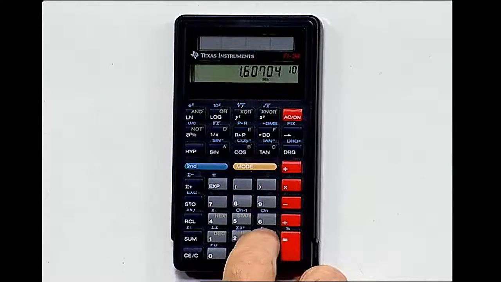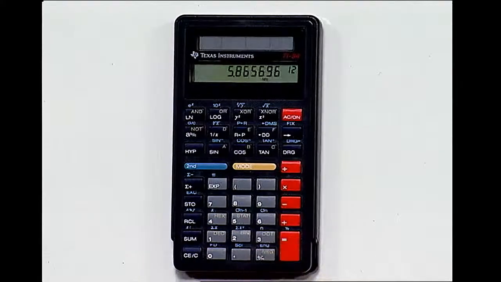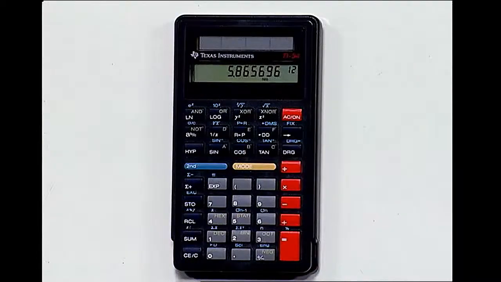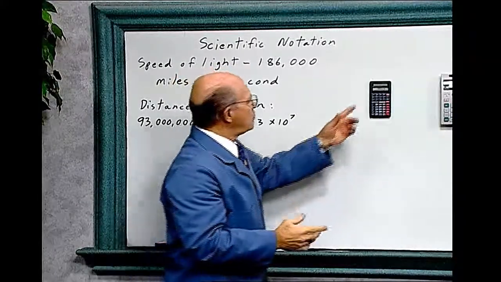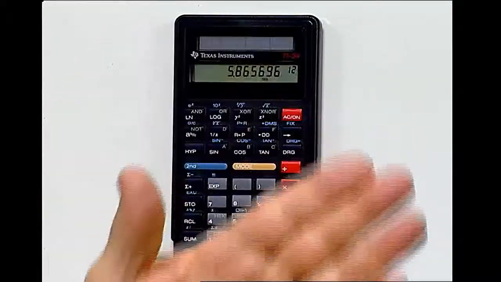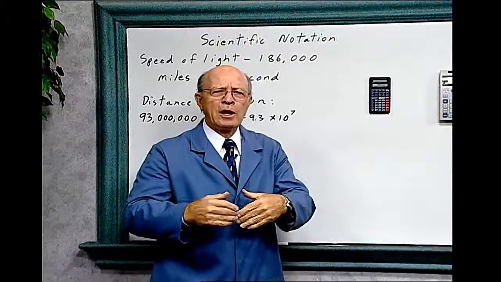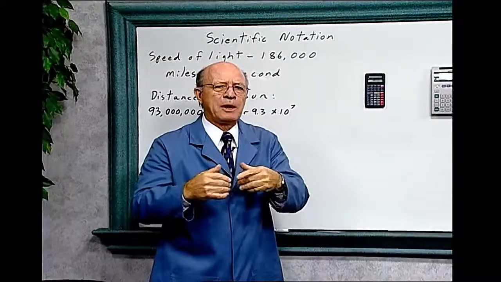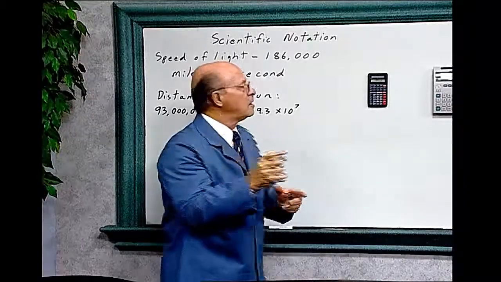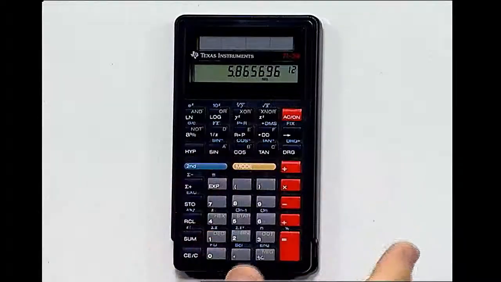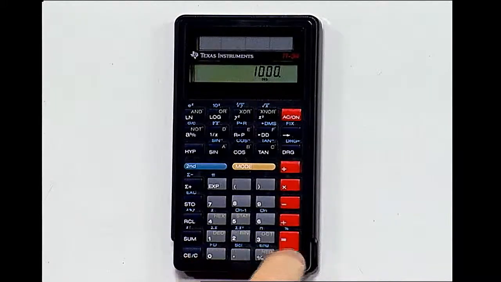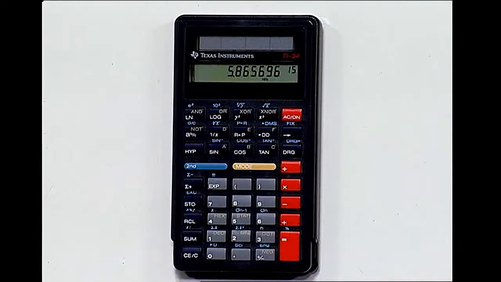Times 365 equals 5.865696 to the 12th power. So after this decimal point, you have 12 spaces, and whatever is missing, you just add zeros to it. Now, what do you think would happen if we multiply that number by 1,000? We're adding 3 more zeros to it. Now, watch what happens to the 12. It should come to 15. Times 1,000 equals, it goes to the 15th power.